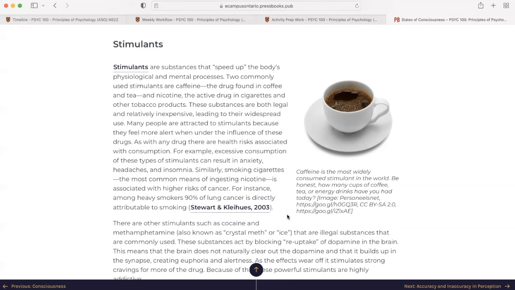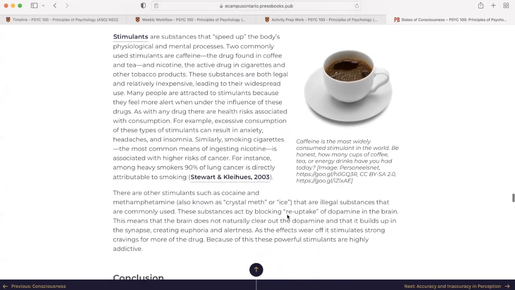Many people are attracted to stimulants because they feel more alert when under the influence of these drugs. As with any drug, there are health risks associated with consumption. For example, excessive consumption of these types of stimulants can result in anxiety, headaches, and insomnia. Similarly, smoking cigarettes, the most common means of ingesting nicotine, is associated with higher risks of cancer. For instance, among heavy smokers, 90% of lung cancer is directly attributed to smoking.